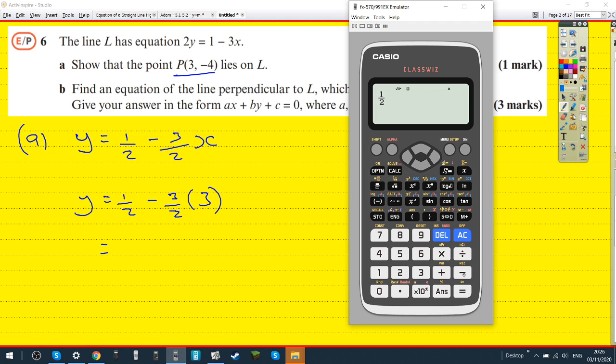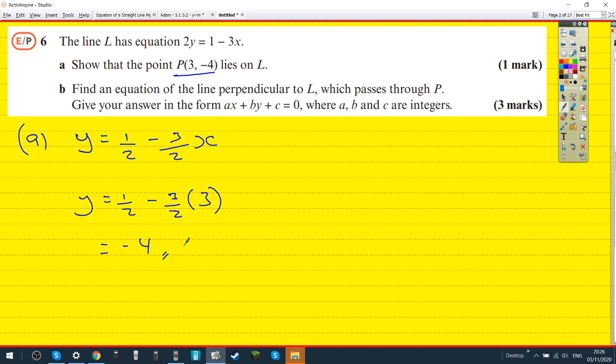Okay. And so what would you get for that? Half minus 9 over 2. That gives you minus 4. Yeah. And so that equals minus 4, and so that's a way of showing it. If you sub in both, you end up getting minus 4 equals minus 4. So I suppose there's nothing wrong with it. But if you sub in 3 for x, you should get minus 4 for y. It's a pretty good way of showing it.